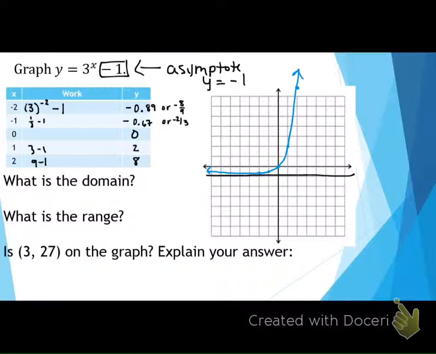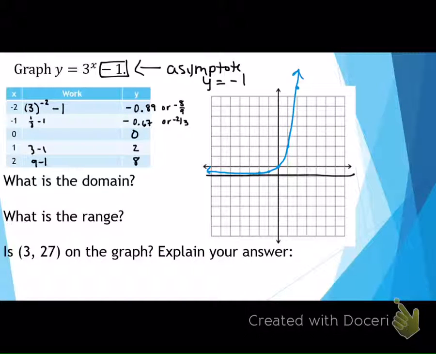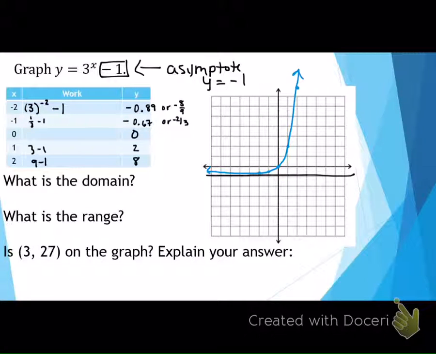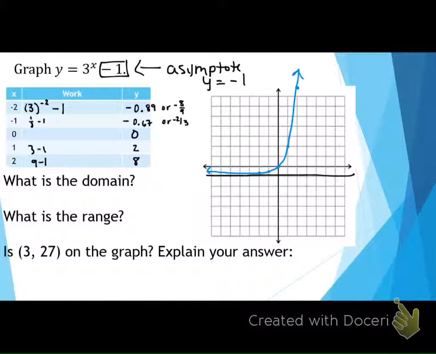And it looks like this. All right. Morgan, what is my domain on this one? Left to right.